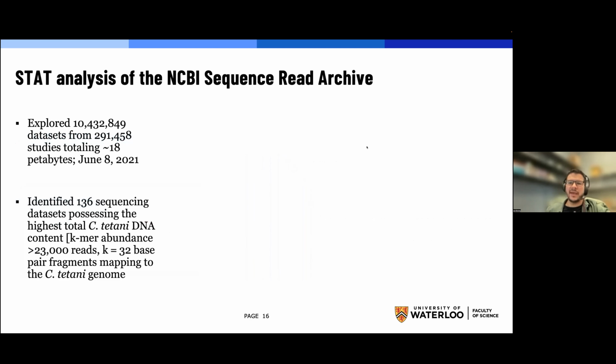So we took advantage of that. We used that really as the starting point of our analysis, and we looked at over 10 million different data sets in the SRA from almost 300,000 studies. This is really an enormous amount of data, and we performed a screen. We ranked all of those data sets according to their predicted C. tetani abundance. We wanted to see which data sets out there have the highest levels of this organism that we're interested in, C. tetani.